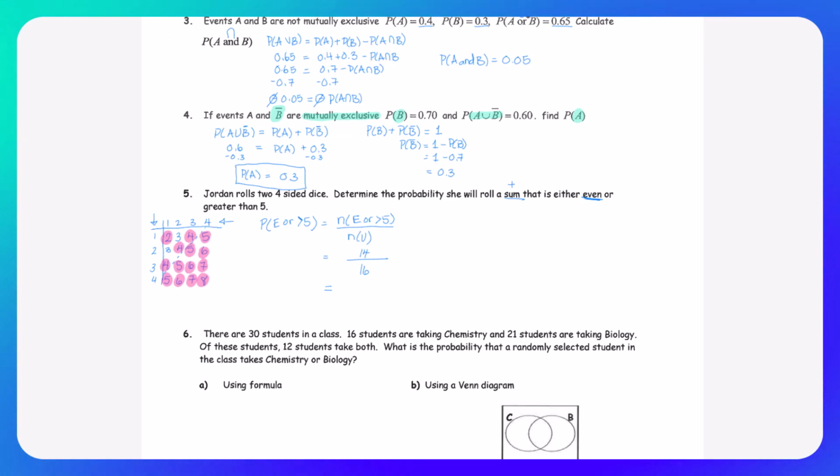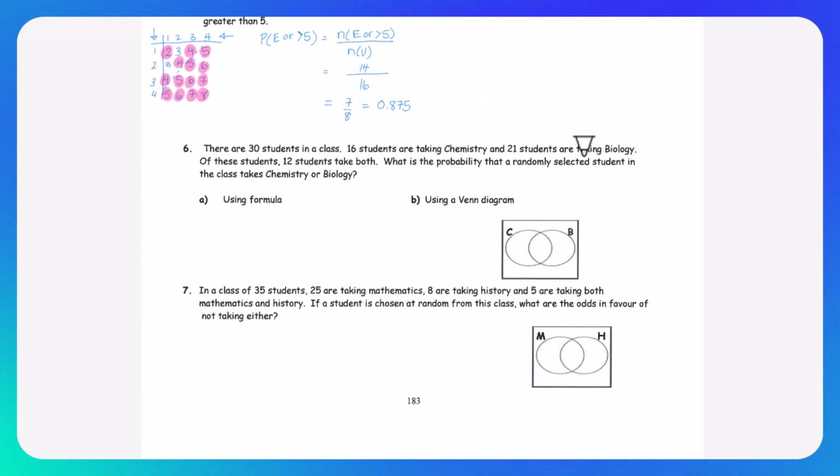And if we want to reduce this down, we have 14 over 16. We're going to divide both by 2. And that is going to give us 7 over 8. And this one actually can be written as an unrounded decimal because it's terminating. It can be written as 0.875. So the probability of even or greater than 5 is 0.875.